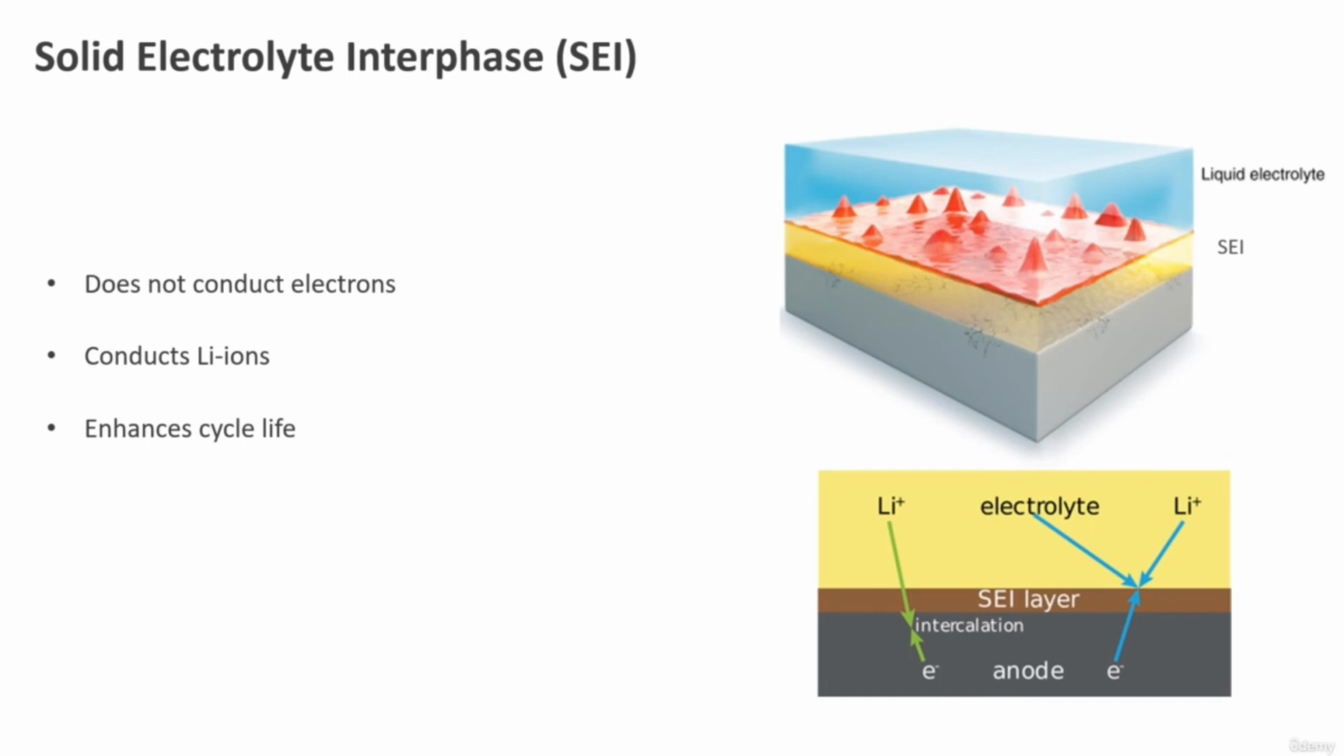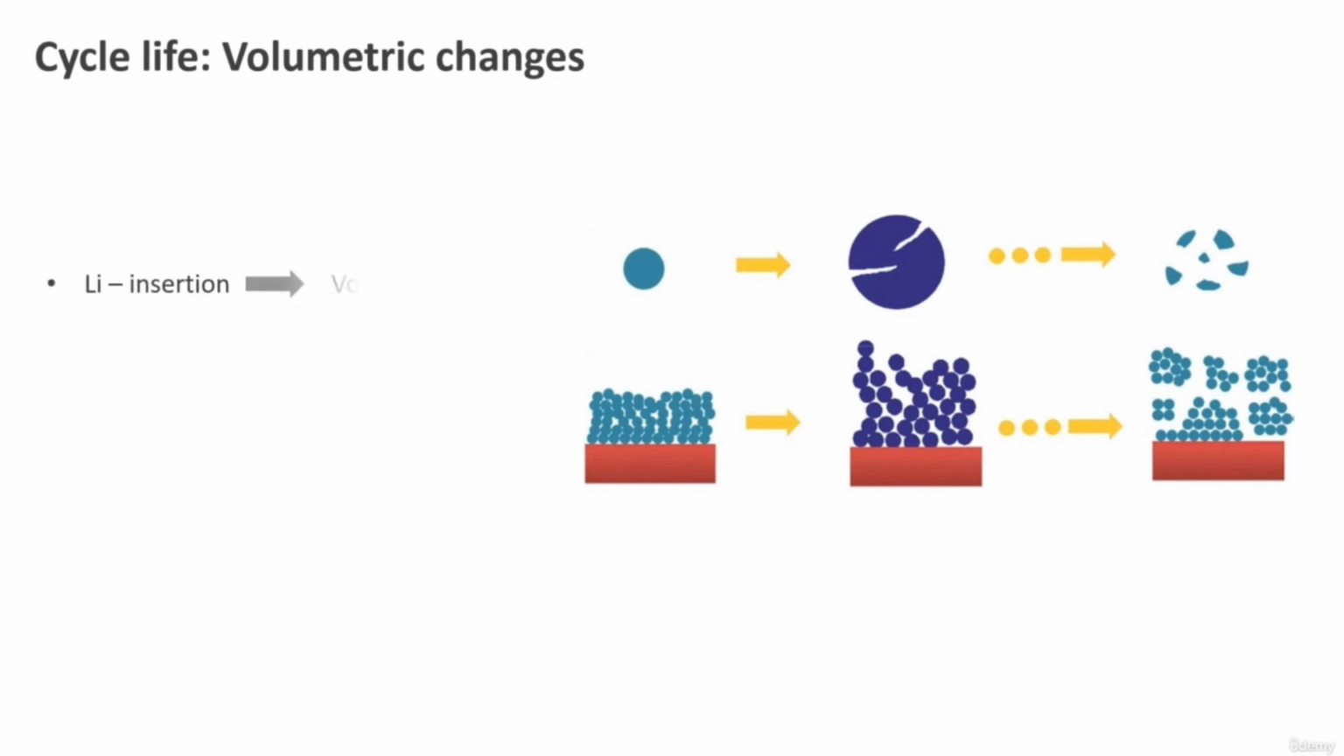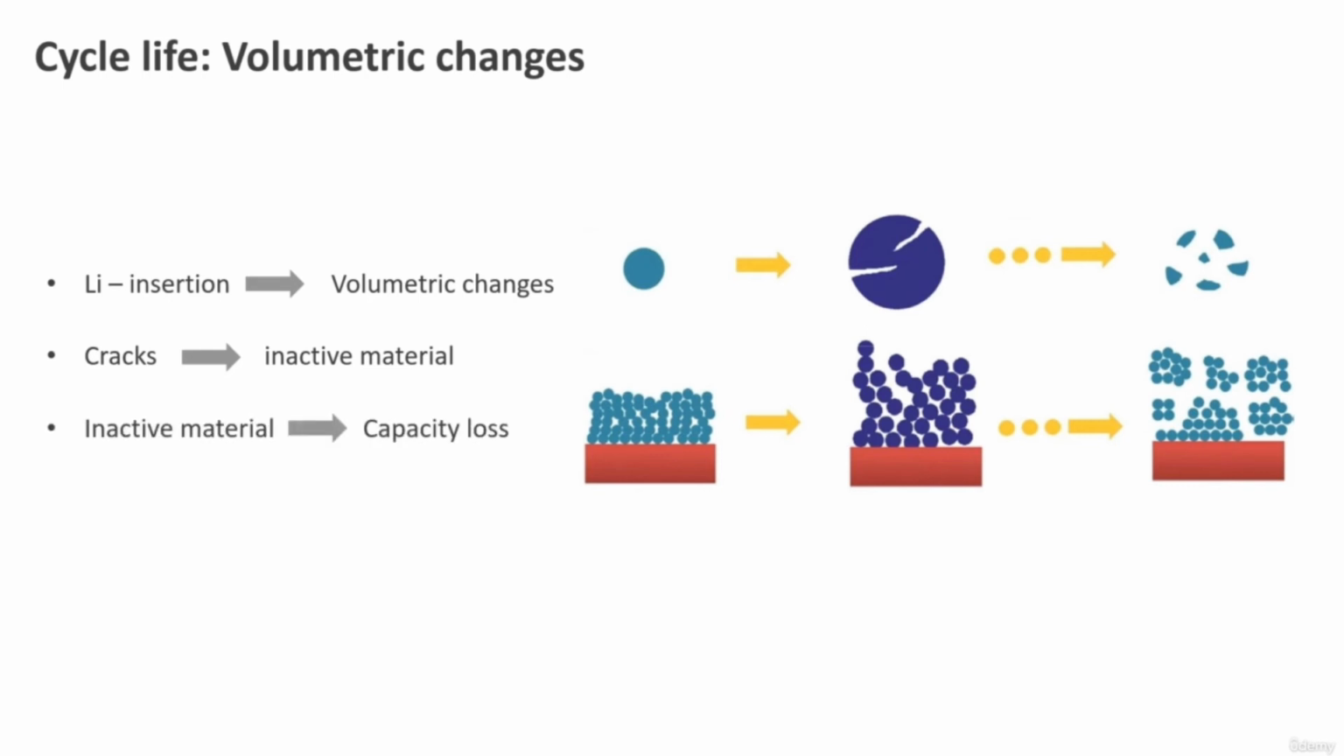Another aspect that can lower the cycle life of lithium-ion batteries is the repeated volume change of the electrode upon lithium insertion and extraction during battery cycling. During cycling, this may result in cracks in the electrode material. As a consequence, the electrode material may become isolated from the current collector and thereby inactive, resulting in capacity loss over cycling. Depending on the specific electrode material, large structure changes typically play an important role in the cycle life of lithium-ion batteries.